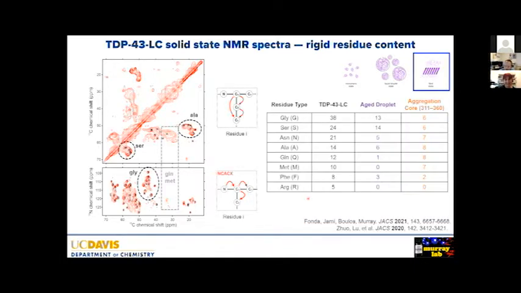So if we compare this to the amino acid distribution of the low complexity domain, we can compare the signals that we observe in the aged droplets to the solid state NMR study from Junqian Liu and co-workers of the aggregation core by itself. As we expect, we see lots of glycine and serine residues, both in the aged droplets as well as in the aggregation core study. But what's particularly interesting is that we do not see any of the glutamine and methionine residues that are so prevalent in the aggregation core. And that immediately tells us that we're looking at a fibril structure that's very distinct from the one formed by residues 311 to 360.